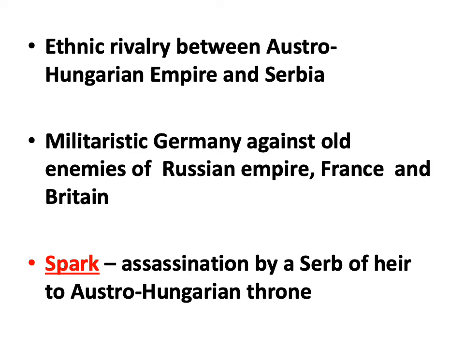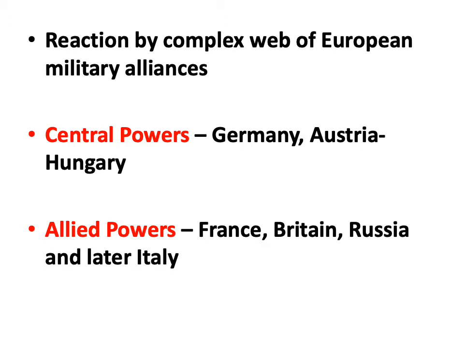Now, why did this become the spark that led to such a global confrontation? Well, at the time, there was a complex web of military alliances among the European nations. Some of these alliances were known, others were not, and they were secret alliances. And so when you had this relatively small incident of a Serbian killing the heir apparent to the Austro-Hungarian throne, that brought in other countries, and very soon you had two major blocks of countries fighting. You had the Central Powers, which are Germany largely and the Austro-Hungarian Empire. And on the other side, you had the Allied Powers. This is France, Britain, Russia, and later Italy. And of course, later the United States joined the Allied powers.